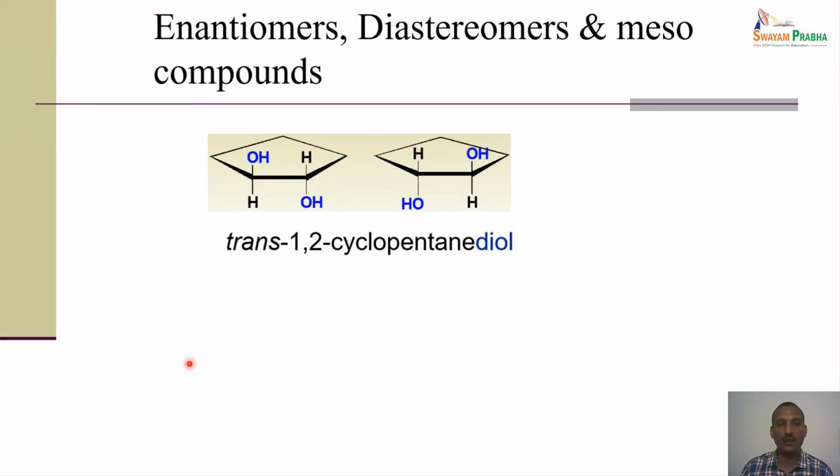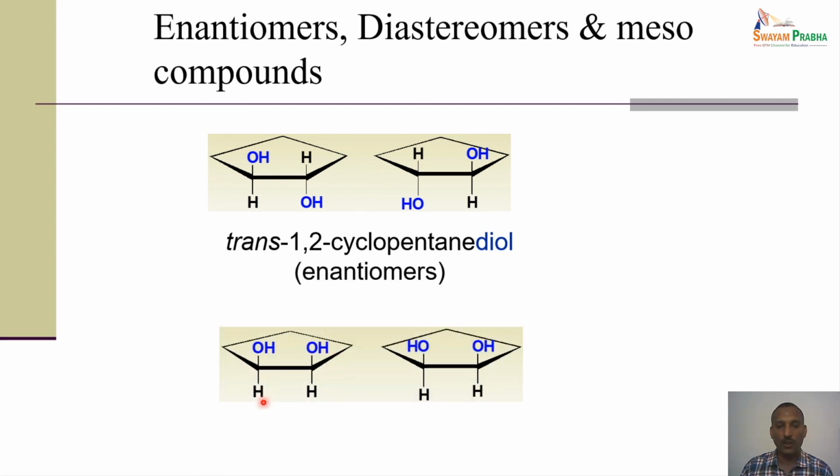And this is another example. Here again, this OH is at the top, this OH is at the bottom. So if I put a mirror, I will get the mirror images of each other. So this is again another set of enantiomers. What about this particular case? If I put a mirror here, this is exactly the mirror image of this part. So in other words, can we say these two are enantiomers? That is a big question to answer.